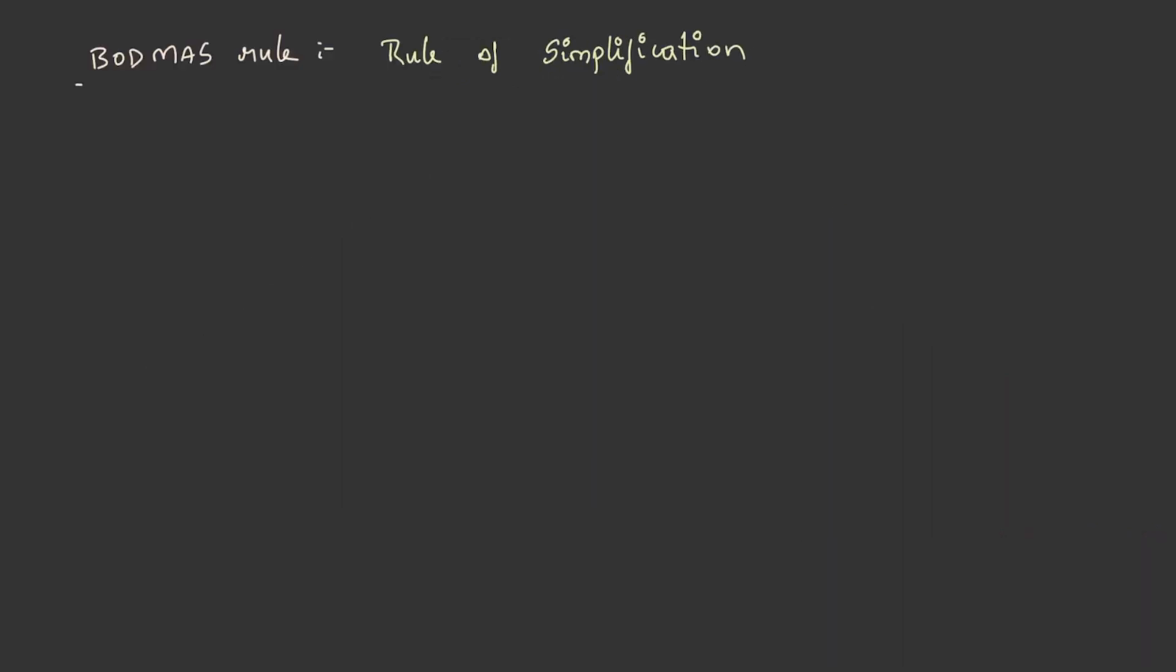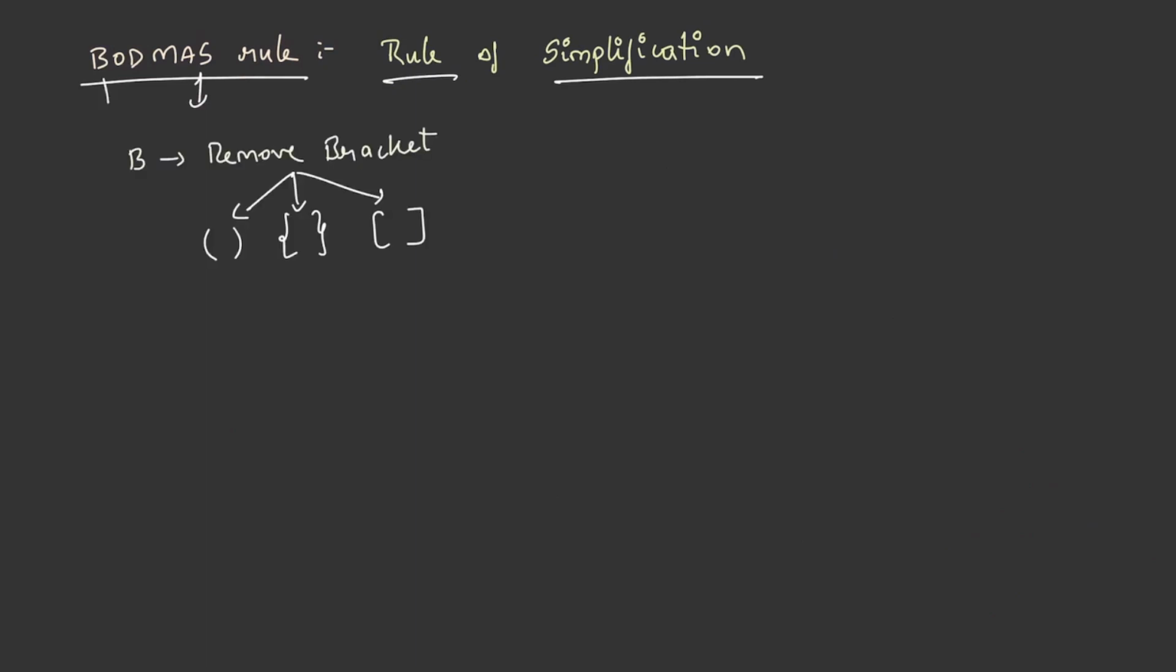Now let's understand the BODMAS rule. BODMAS rule is also known as the rule of simplification. This rule suggests the order to be followed while solving questions. Here B stands for bracket. We need to solve the digits which are in the brackets first, and there is an order for solving as well. Firstly, we need to solve the digits in the round bracket, then comes the curly bracket, and finally the square bracket. On solving the digits from these brackets, the bracket is removed.